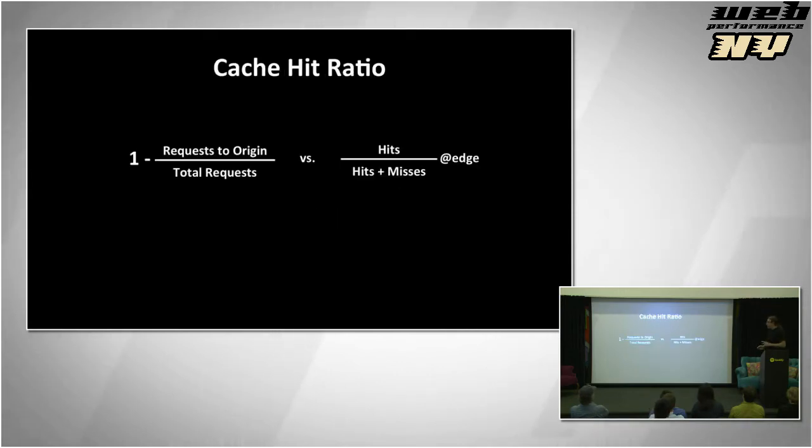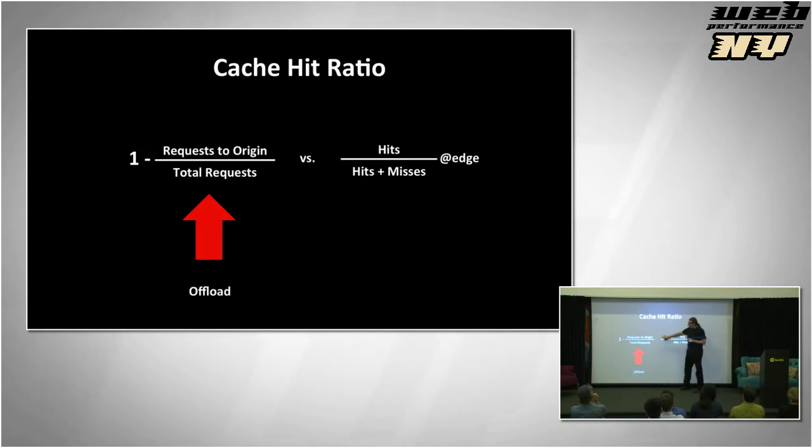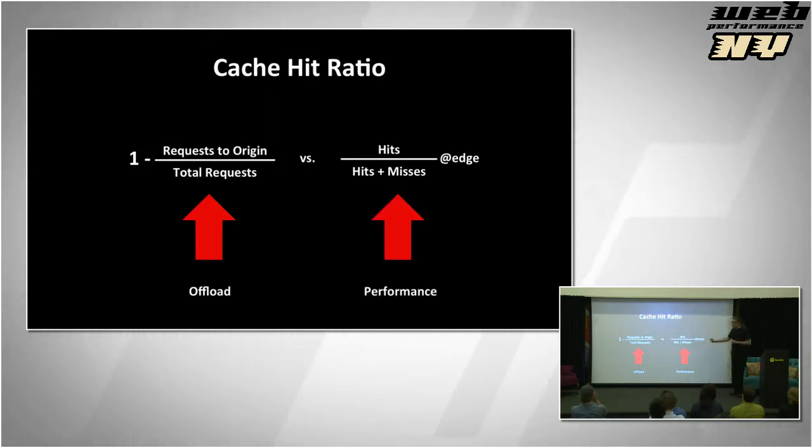Now, to be honest with you, I actually kind of want both, because this is a pretty good indication of offload. This particular definition tells me how much of the requests made it to my origin. And one of the reasons I use a CDN is to not have a lot of requests get to origin. So this is actually a pretty useful metric, and I would expect to see this from my CDN. But for performance, this is a much better metric because it's telling me how much of the responses are coming from the edge.